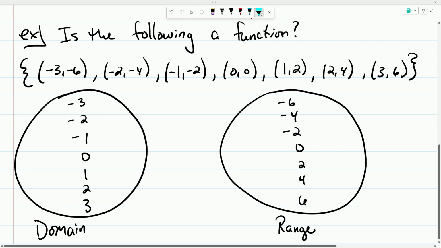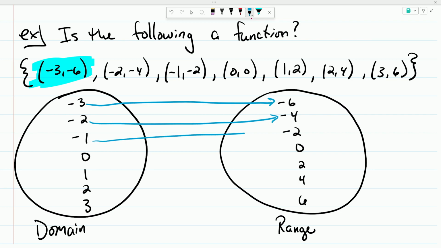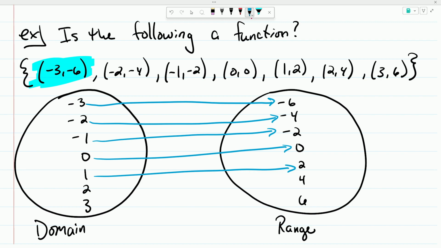And then the only thing I have to do is read my ordered pairs from left to right. So I'm going to start right here at -3, -6, and all I'm going to do is draw a line from left to right. So -3 goes to -6. -2 goes to -4. -1 goes to -2. 0 goes to 0. 1 goes to 2. 2 goes to 4. And 3 goes to 6.